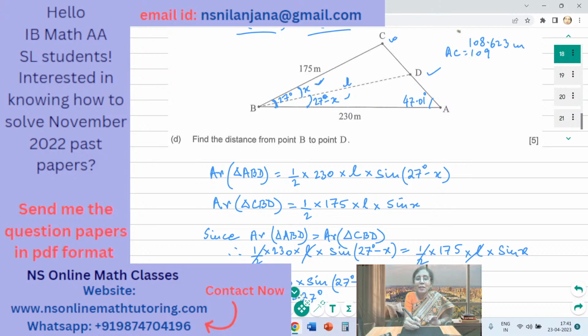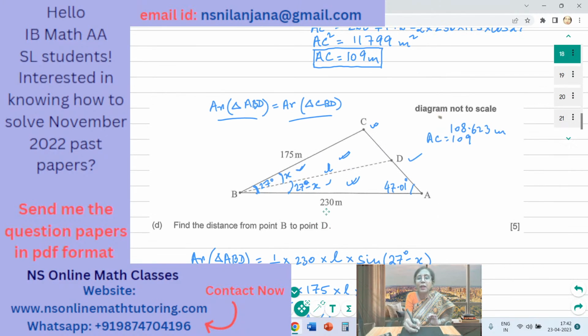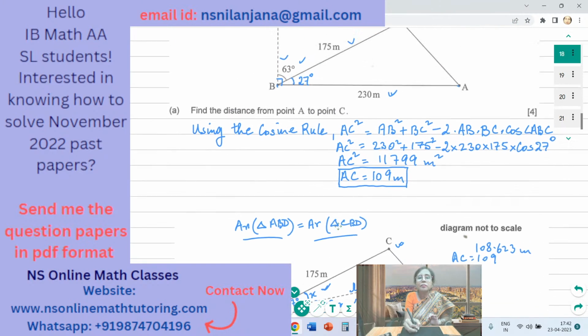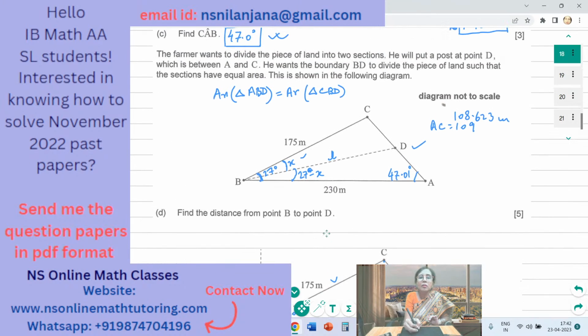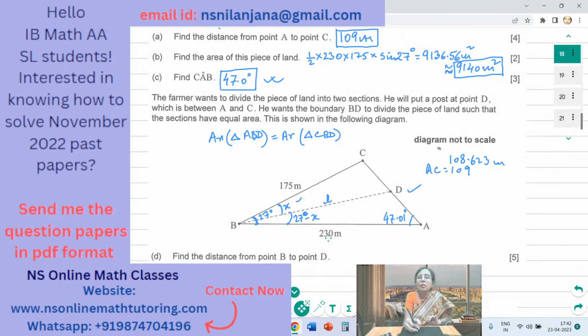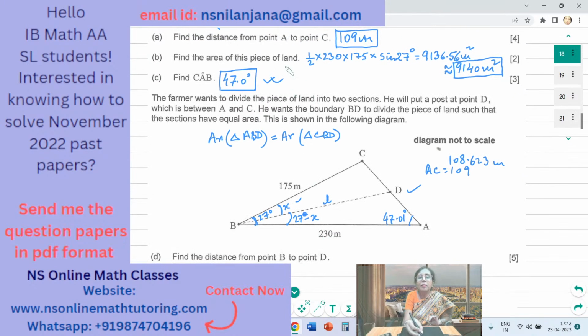Okay? So the farmer has divided this whole piece of land into two equal halves. So the triangle BCD and the triangle ABD have equal areas. But what was the area of the full piece of land, the full triangle ABC? The full piece of land's area was 9136.56.